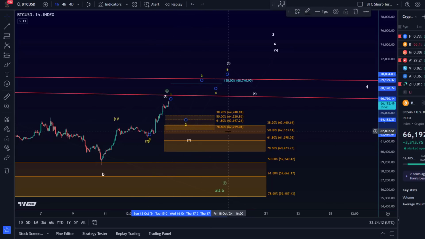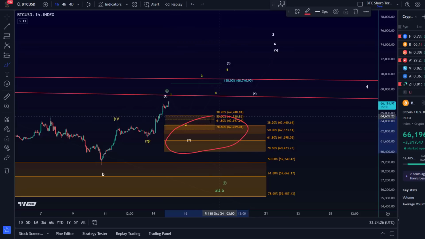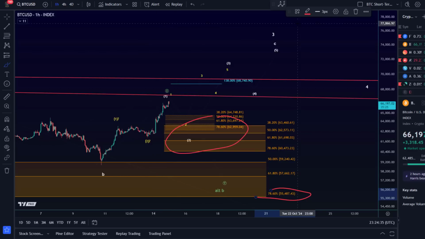In this case, 62,959 is key support. So that means you don't even need to distinguish between yellow and white. I just show you 2 possible micro pathways here. It's pretty much this support region which is relevant for the bullish count. And then if we break below 60,473, the 55,480 level is relevant. For now, I give the bulls the benefit of the doubt.